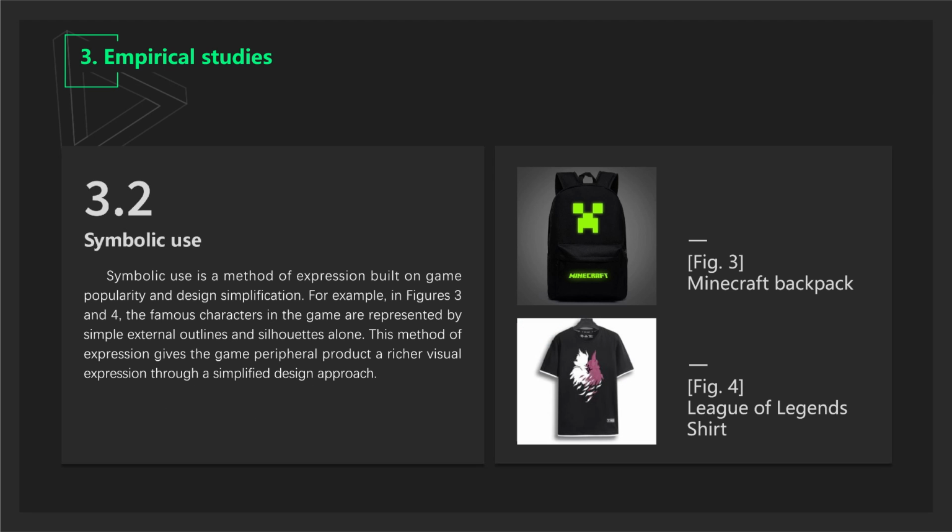Symbolic use is a method of expression built on game properties and design simplification. For example, in Figures 3 and 4, the famous characters in the game are represented by simple outlines and silhouettes alone. This method of expression gives the game peripheral product a richer visual expression through a simplified design approach.